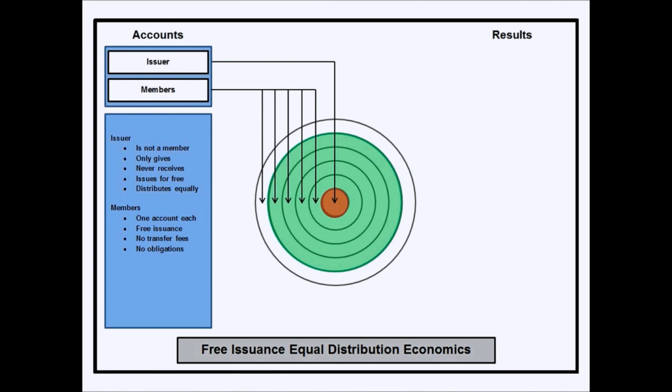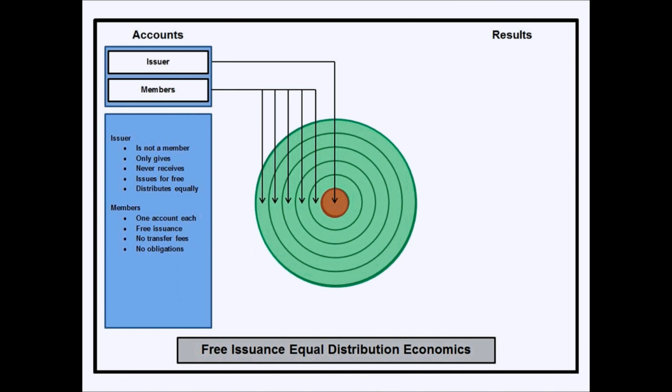Outside of the issuance, which is equal, the only way for members to acquire more currency is to provide products and/or services to other members in exchange for currency. Only the most productive people, as defined by the members in the economy as a whole, become wealthy in a free issuance equal distribution economic system. Unlike the distribution process in a debt issuance selective distribution economic system, there is no privileged class reissuing money to the wealthy over and over again to maintain their status.